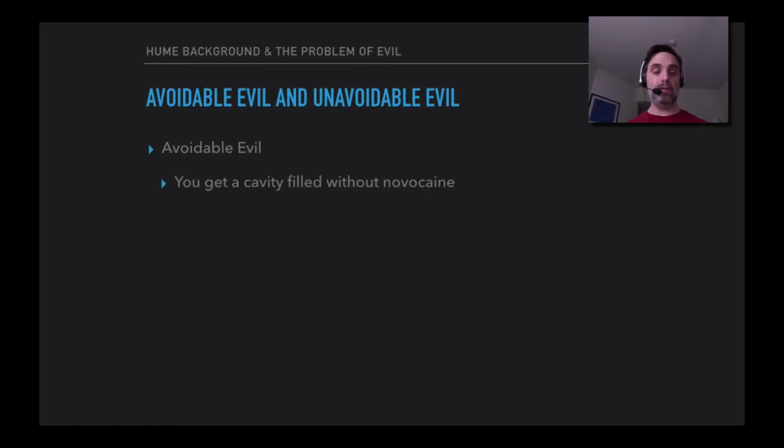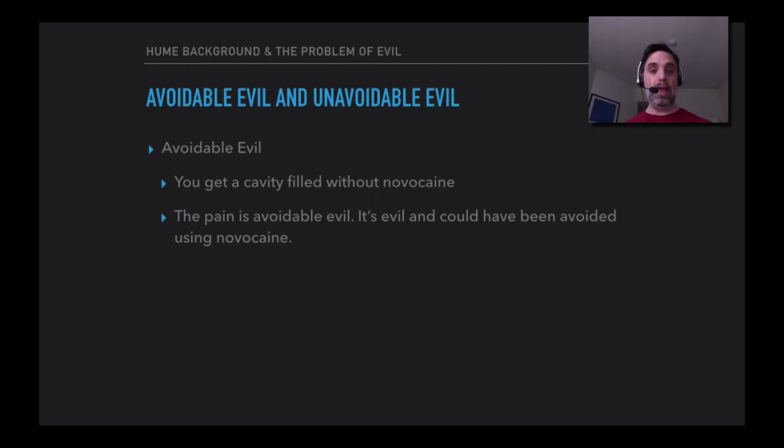So you go to the dentist and you get a cavity filled, and you get it filled without Novocaine, and it's very painful. This pain would be avoidable evil. It's evil, it's painful, it's very bad, and it could have been avoided. How? By using Novocaine. So that's avoidable evil. Unavoidable evil, well, you get a cavity filled, and that's to your benefit. It's much better to have it filled than not.